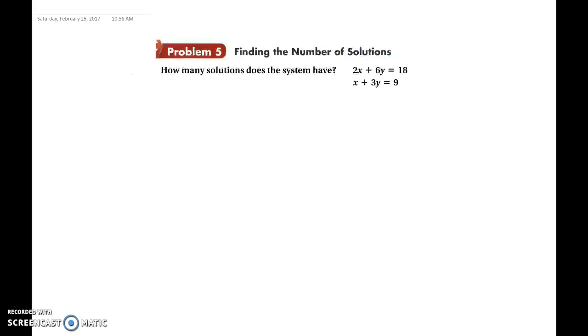So we have this system of equations. We have 2x plus 6y is equal to 18. And then we have x plus 3y is equal to 9.